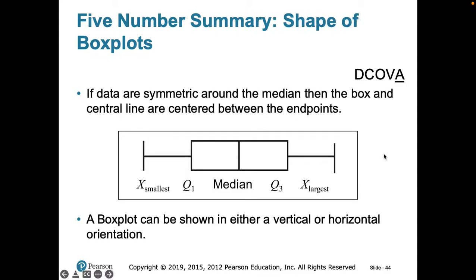So if the data is symmetrical, then the box plot central line is centered right between the endpoints. In this case, all of your data is symmetrical, so you see how everything looks perfect. Both sides are exactly the same. A box plot can be shown in either a vertical or horizontal orientation, so it doesn't matter which one. I personally like it when it's in a horizontal position, but either orientation will work.